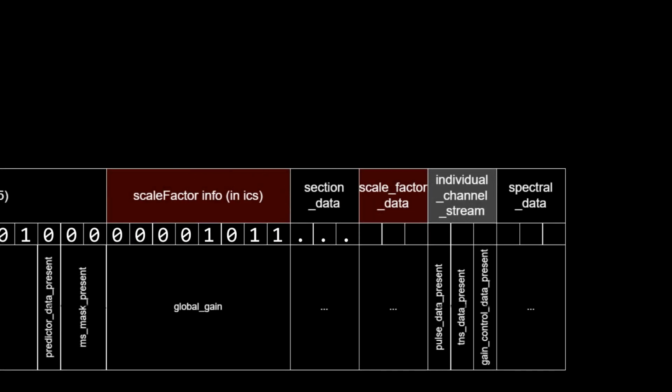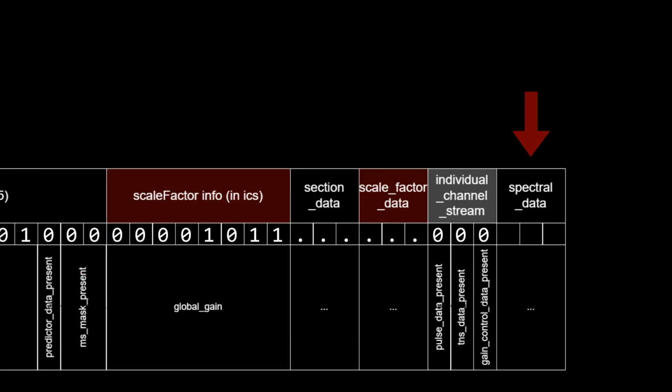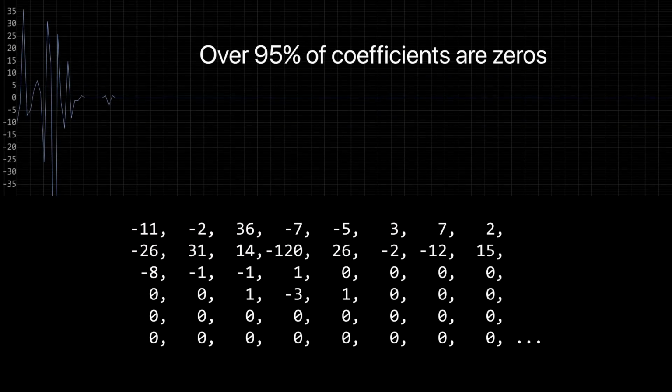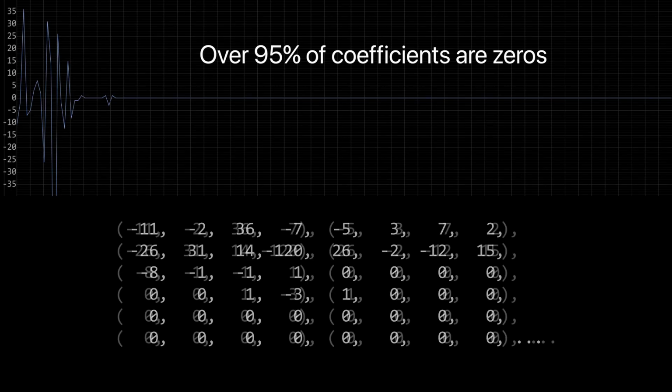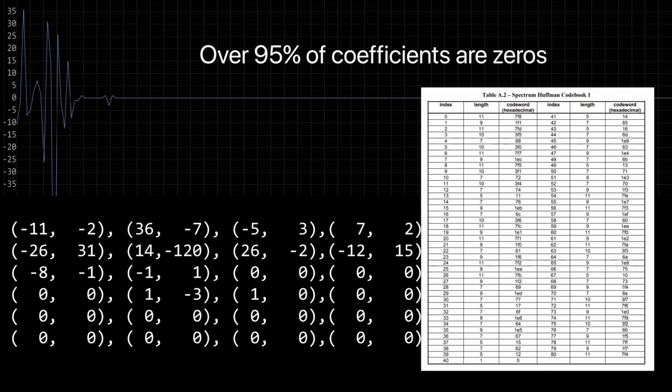After the string of code words, add 3 zeros to indicate no pulse data, T and S data, and gain control data present. Next, we'll encode our bands. The coefficients are often small, so let's combine them into groups of 4, or pairs, before encoding with codebooks.